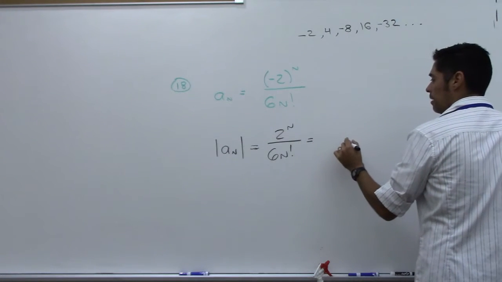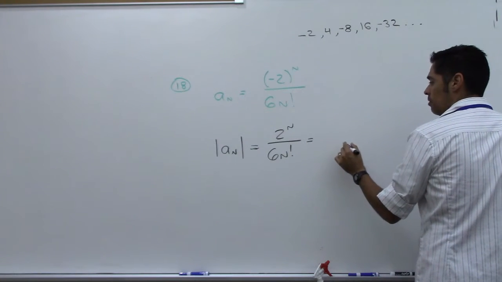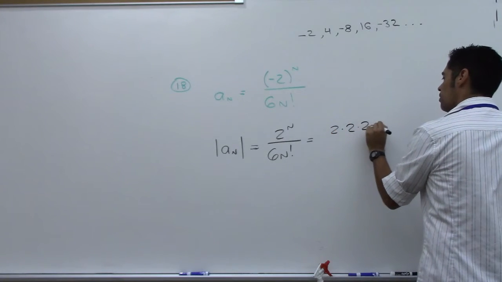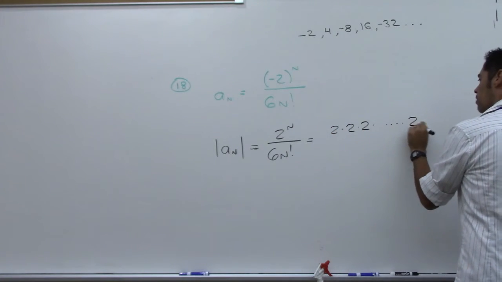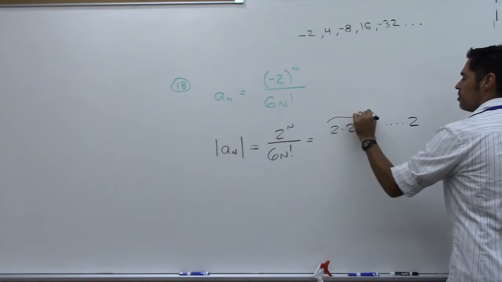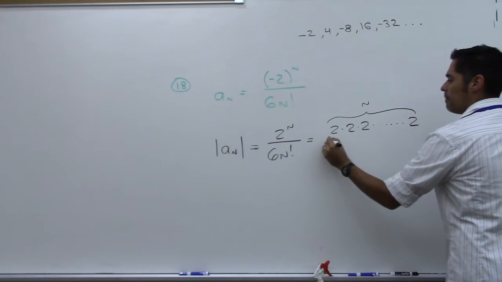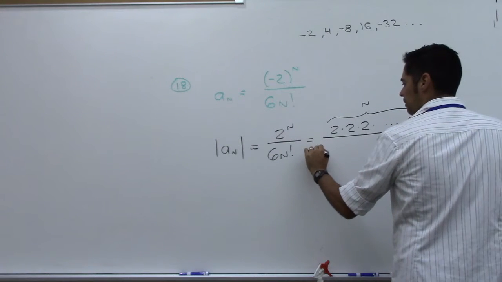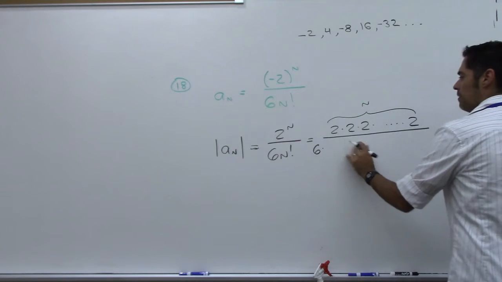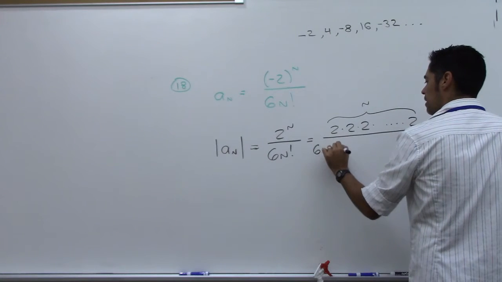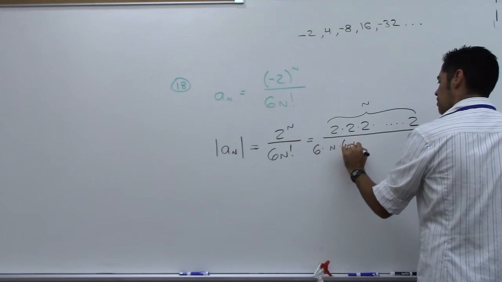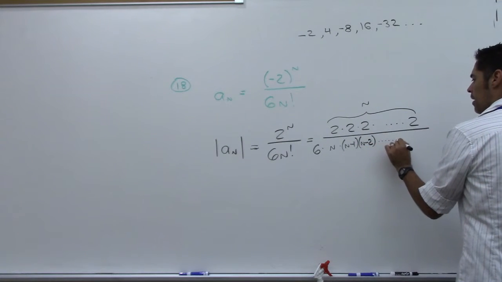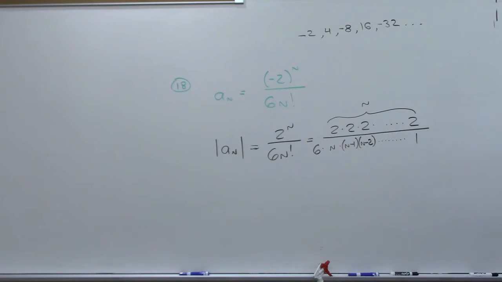Well, 2 to the n, let me just write down what 2 to the n would mean. It would be 2 times 2 times 2, and then all the way, I would have actually n of those. And then on the bottom, I have a 6 out here, times n factorial, which would be n times n minus 1 times n minus 2, and then all the way down to 1.